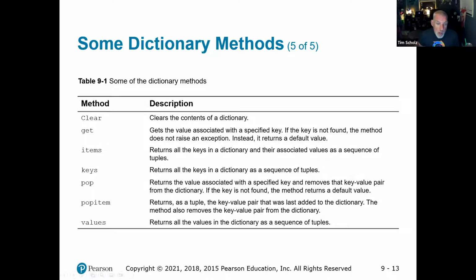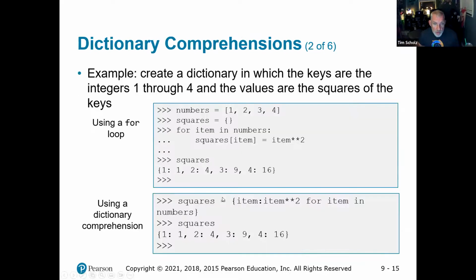Pop does the same thing as get, the difference being that once you get the value, it also takes that key value pair out of your dictionary. Popitem does the same thing as pop, except it returns the very last item added, and then values returns a sequence of all the values that are in your dictionary.